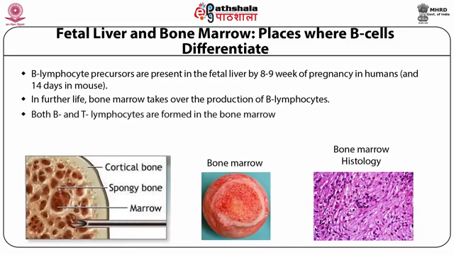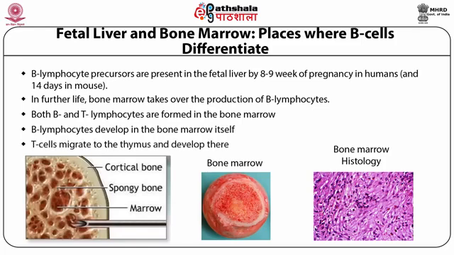Both B and T lymphocytes are formed in the bone marrow. B lymphocytes develop in the bone marrow itself. T cells, on the other hand, migrate to the thymus and develop there.